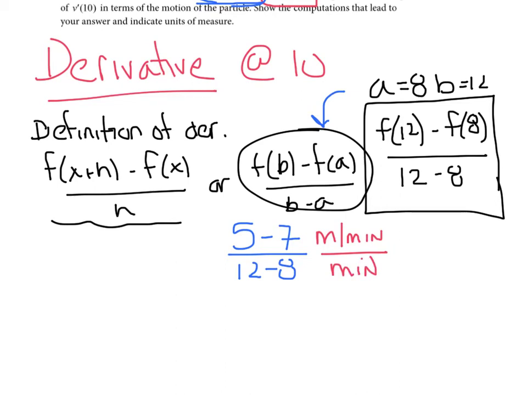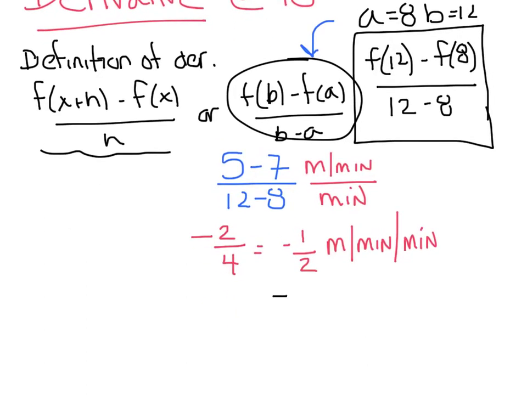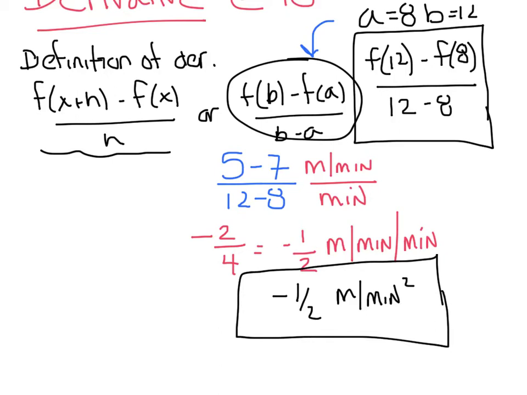So as I clean this up, 5 minus 7 is negative 2. 12 minus 8 is 4. I get negative 1/2. And now let's just write our units down. I have meters per minute. Obviously division means per. So I can really say that's negative 1/2 meters per minute squared. So we've computed our answer and we've included our units.